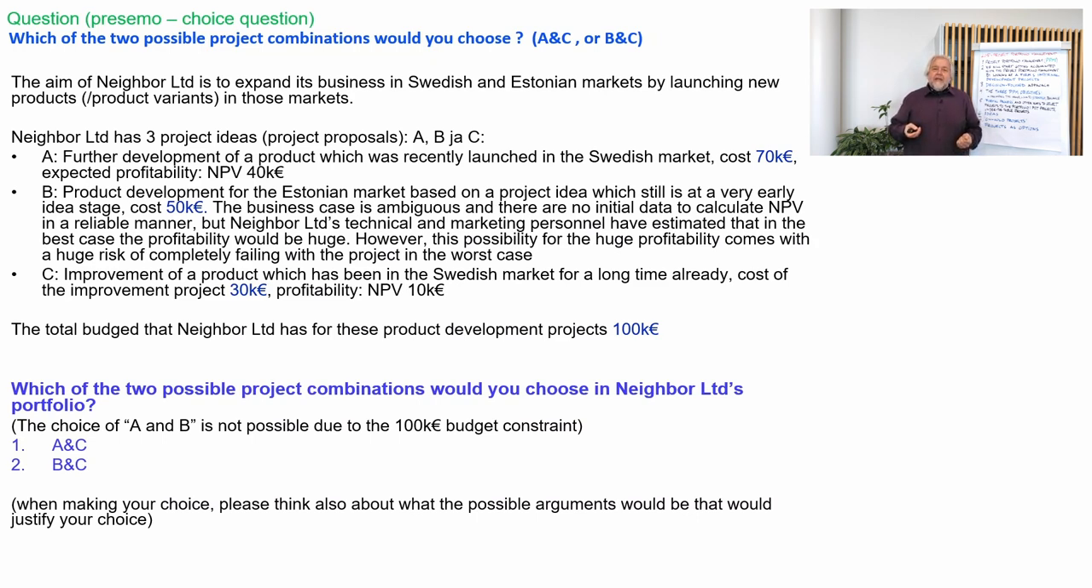First, if we choose A and C, then both our projects would be in the Swedish market. So in a certain way, there is no balance in the portfolio in terms of regional market areas. However, we would put the whole 100,000 budget in as an investment, and we have calculated a kind of sure profit in terms of net present value.